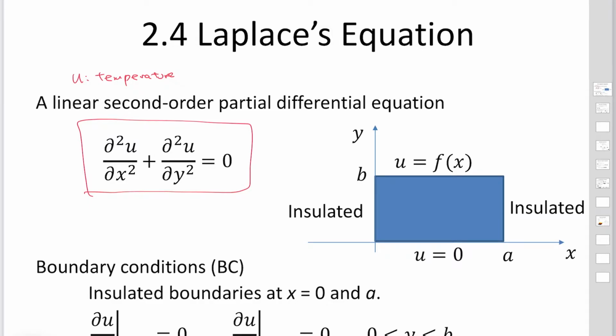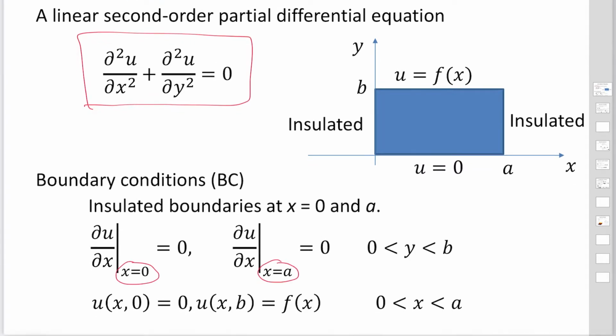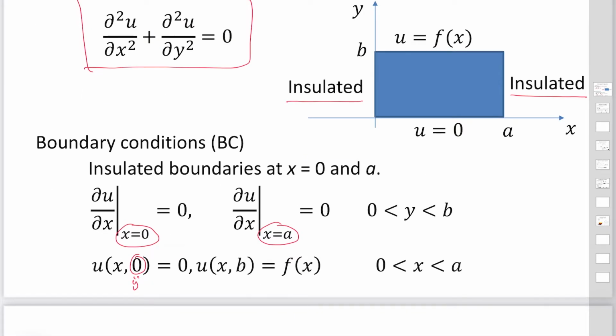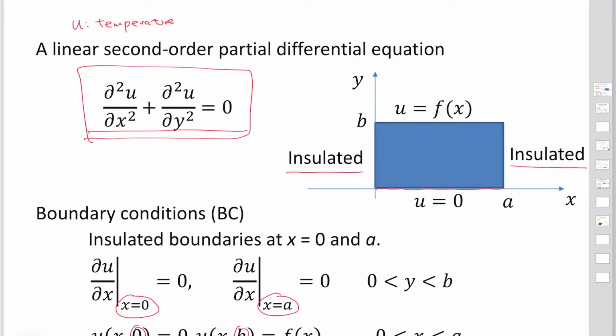As a boundary condition, at x equals 0 and x equals a, there is no heat flow, so we apply an insulated boundary condition. At y equals 0, the temperature is constant 0. At the boundary y equals b, the temperature distribution is described by f as a function of x. So we apply these boundary conditions to solve the Laplace equation.